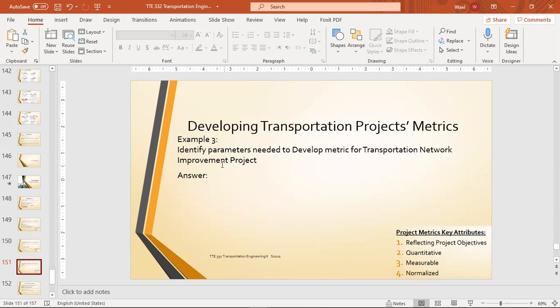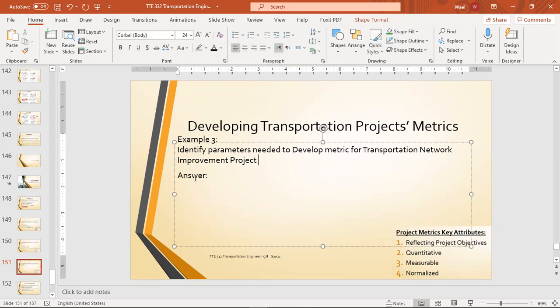Let's have another example. Identify parameters needed to develop a metric for a transportation network improvement project. Ideas? I think this is where we measure congestion, right? Yes, good. But we are talking about network wide, not highway specific. I think we measure how many people use this specific network, and compared to other networks, how we can improve it, as in travel time or traffic.